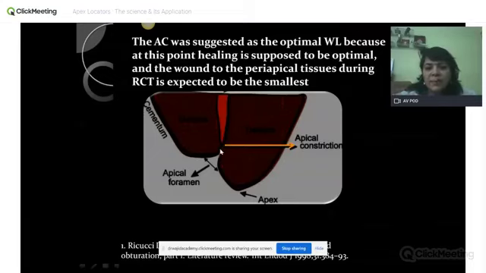Why do we consider the apical constriction as the ideal place to terminate the working length? That is because it is considered that the point of healing is most optimal at this point, and the wound of the periapical tissues heals quickly because it is the smallest wound.